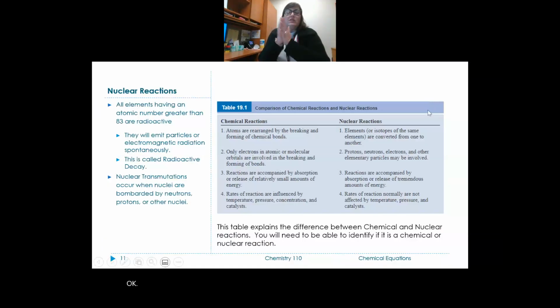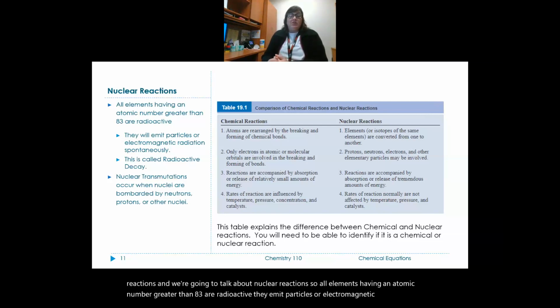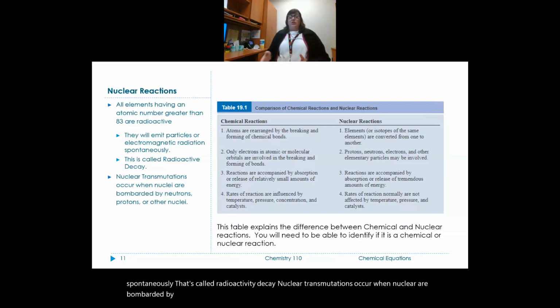So now we're going to talk about nuclear reactions. So we've talked about standard chemical reactions. Now we're going to talk about nuclear reactions. All elements having an atomic number greater than 83 are radioactive. They emit particles or electromagnetic radiation spontaneously. That's called radioactive decay. Nuclear transmutations occur when nuclei are bombarded by neutrons, protons, or other nuclei.